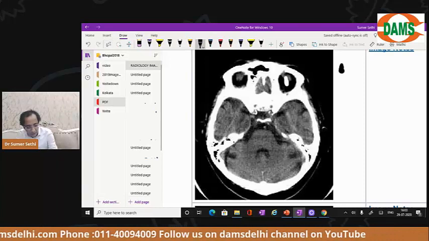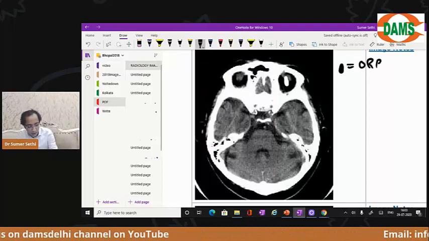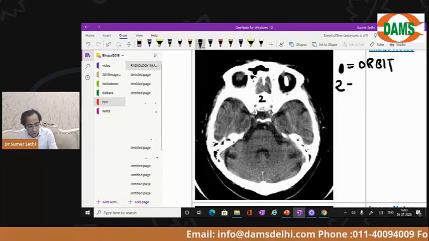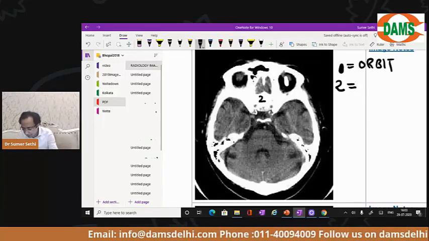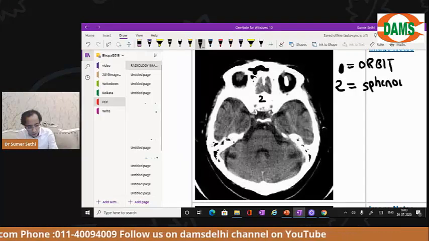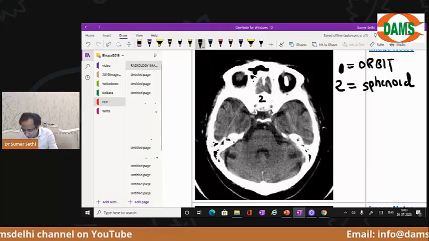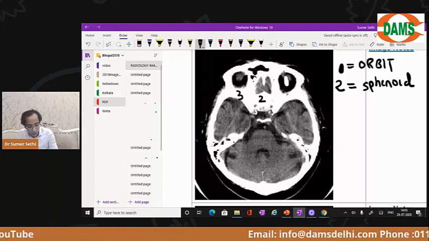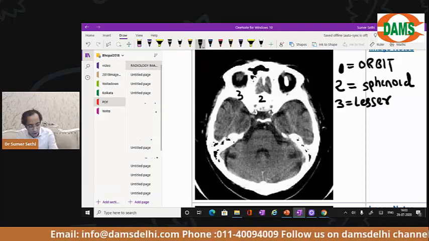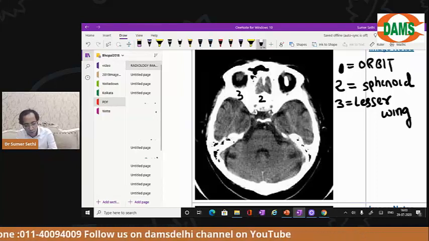So let's identify the structure here. Identify the structure which is marked as 1. Any one of you can answer? It is orbit. Identify the structure marked as 2. It is sphenoid bone. Okay, it is sphenoid bone. 3. It is lesser wing of sphenoid.